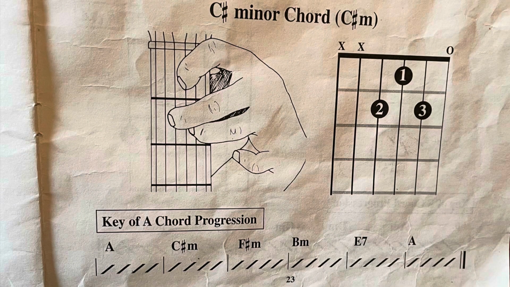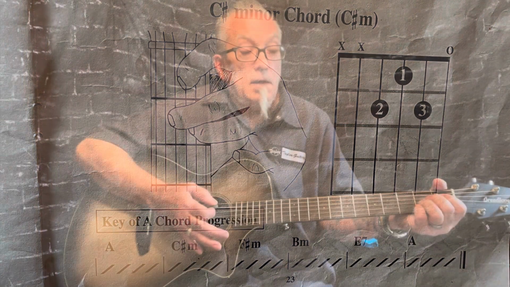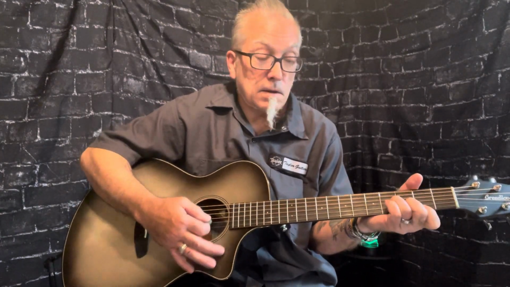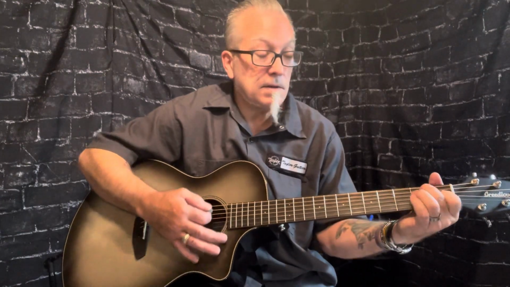So let's try a different one. This is in the key of A. This particular one goes A, C sharp minor, F sharp minor, B minor, E7, A.